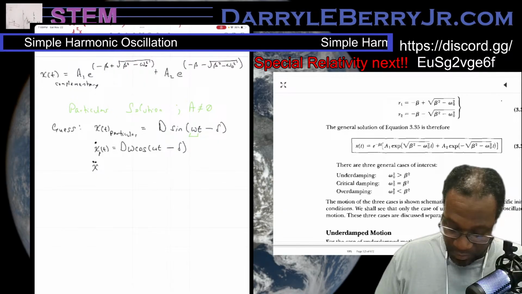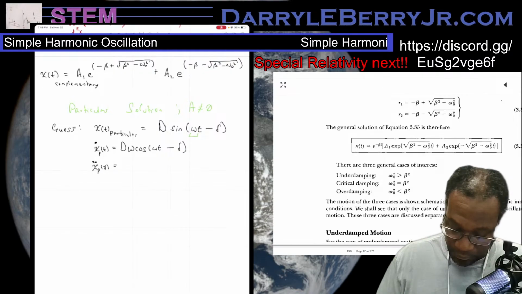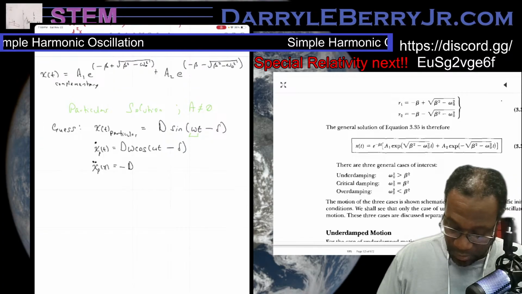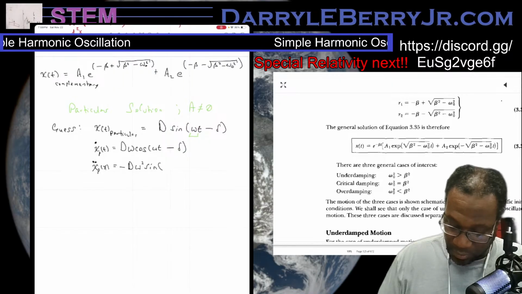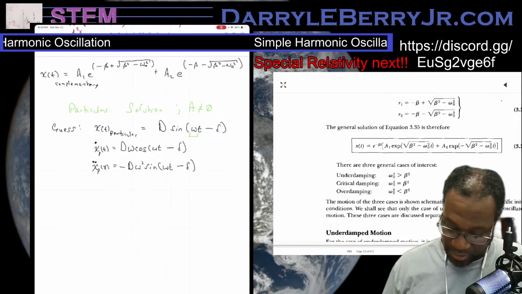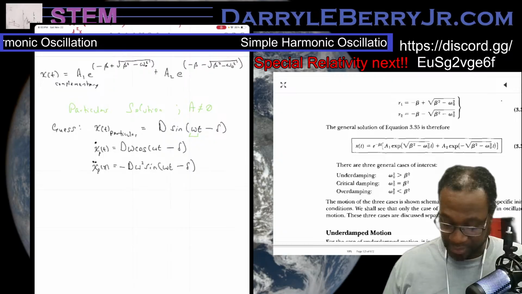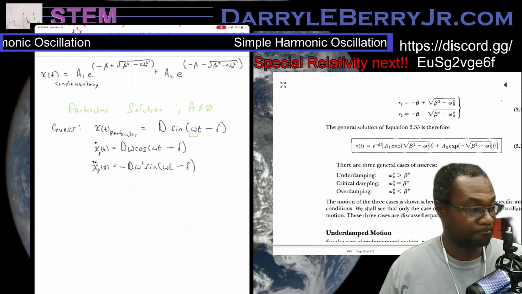Left a space for that. The second derivative is going to be negative D sine(omega t minus delta), just like we did before. Take the second derivative as a cosine, so a negative comes out. We have to do the chain rule, take the derivative on the inside again, and thus we have that.